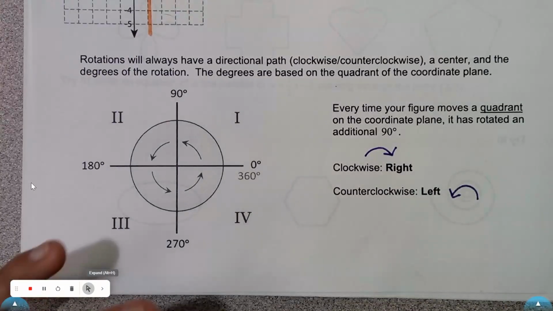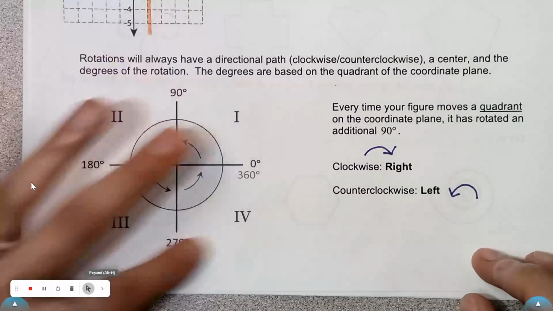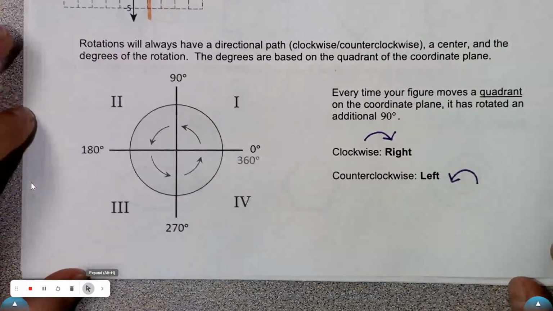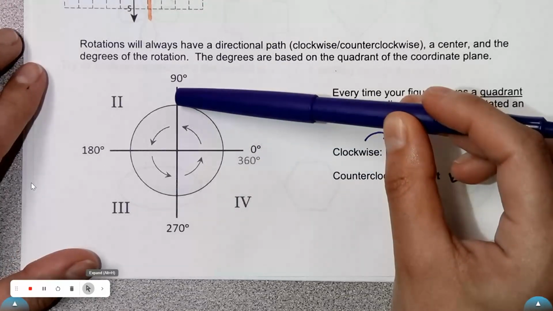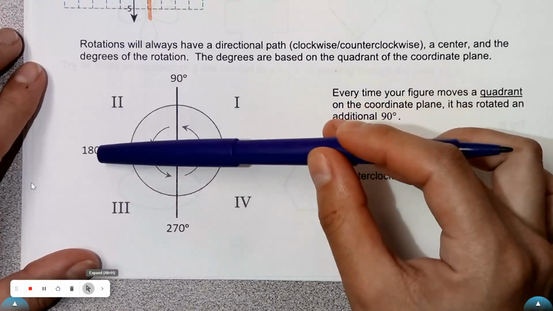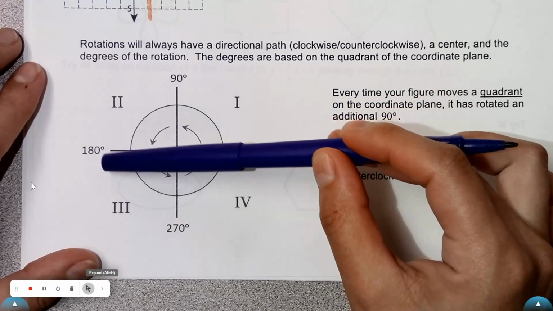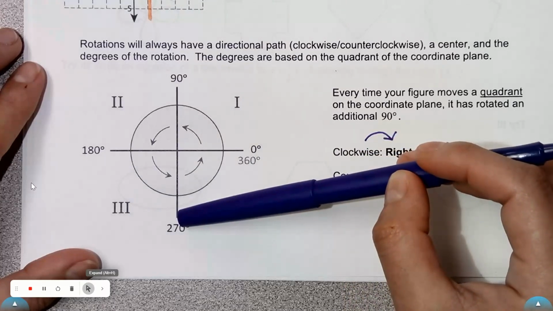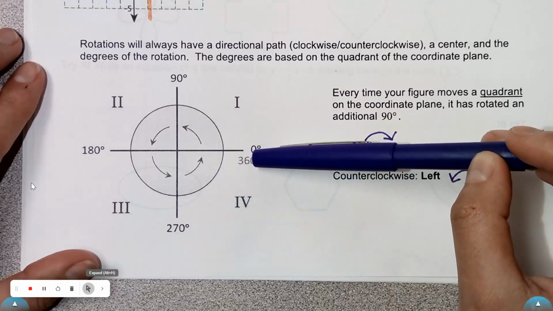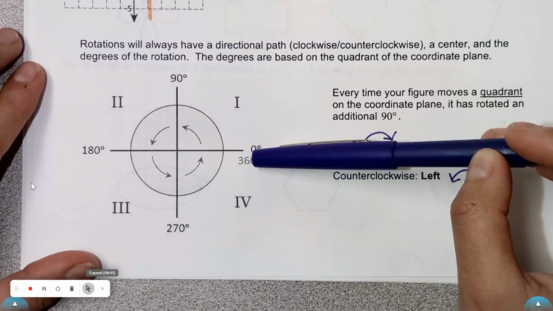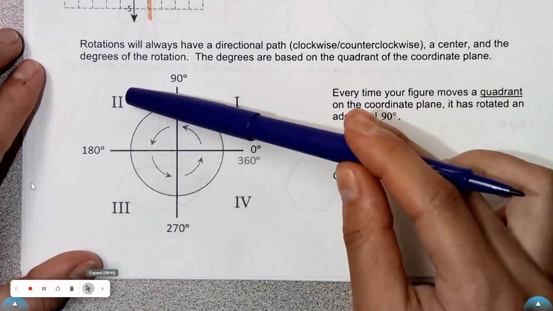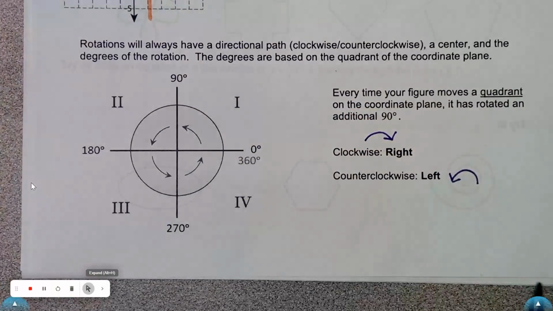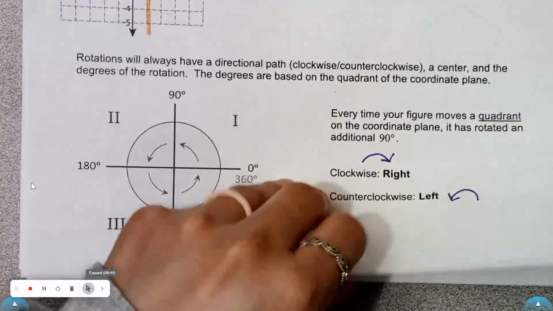Each turn is 90 degrees, and that's dictated by this picture right here. So each turn is 90 degrees. So if I start here, one turn is 90. Two turns is 180 degrees. Three turns is 270 degrees, and four turns is a full 360 degrees. Okay, that's what this represents. This 1, 2, 3, 4. These are also your quadrants. All right, so let's look at some examples on the next page that require rotations.